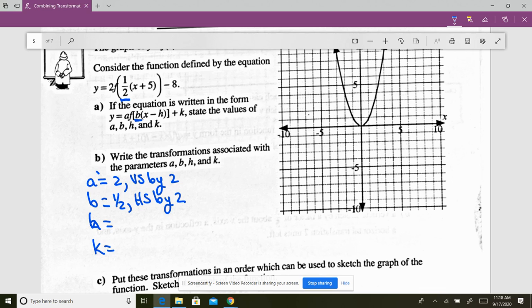Okay. What is my h value? The actual value of it. What makes the inside of that this 0? So it's -5, which means what? Left 5. And then my k, -8, and that means down 8. Okay. Basically, you can go in the order of A, B, H, and K.